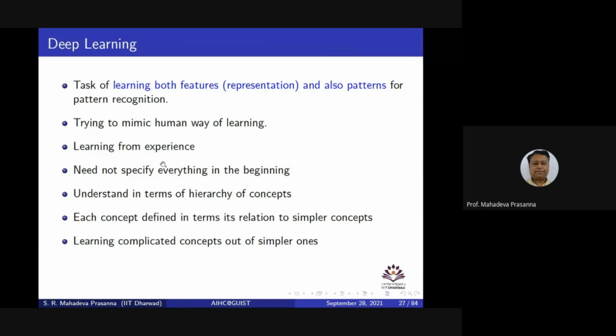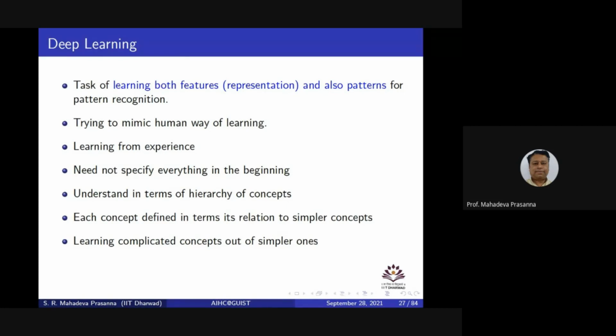That is, we learn from experience. When we want to learn, we need not specify everything in the beginning. You just give some basic aspects. Then once you master the basic aspect, just go to the next level of complexity. When you have mastery over the next level of complexity, then you go for the next higher level of complexity. At each level, you bank on the learned knowledge at the lower level of complexity.